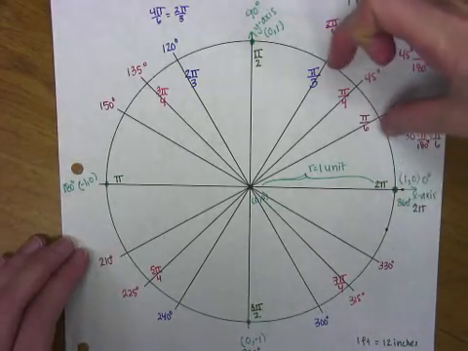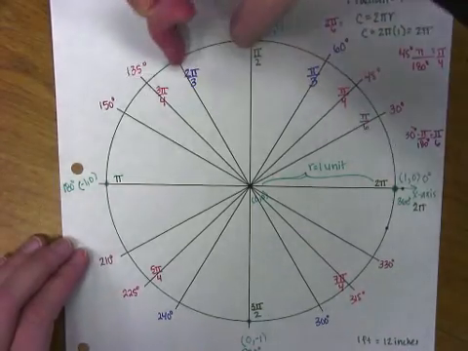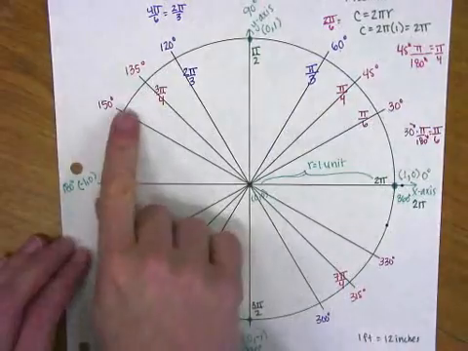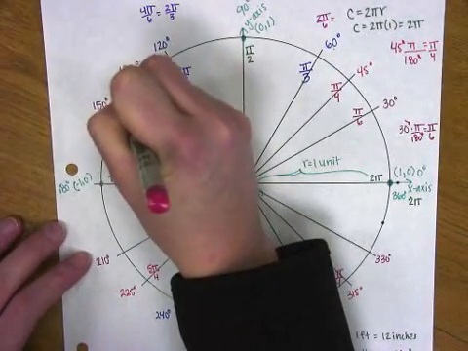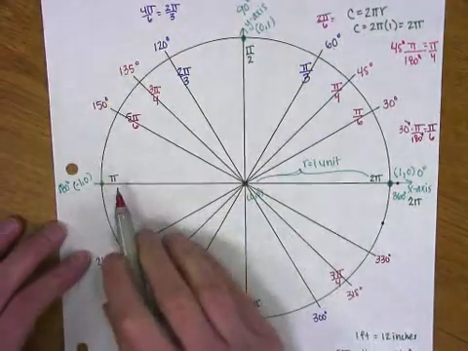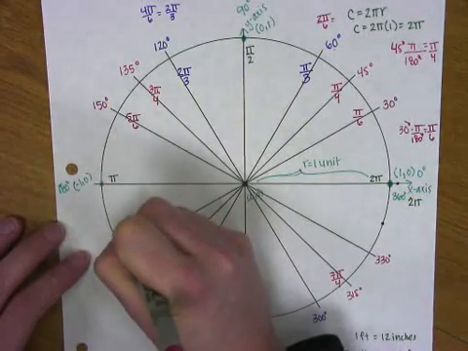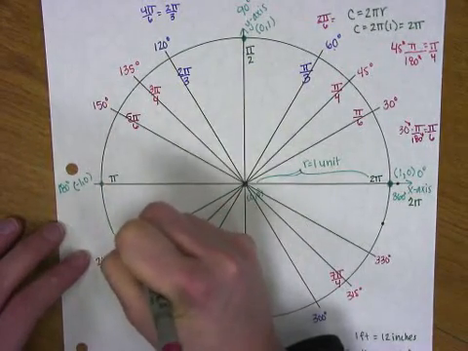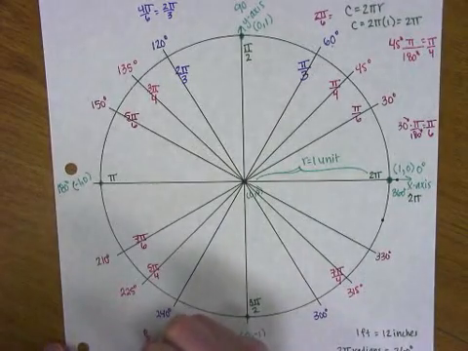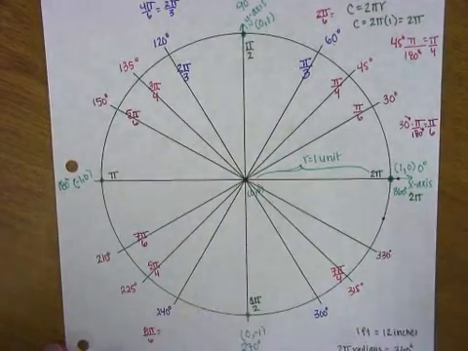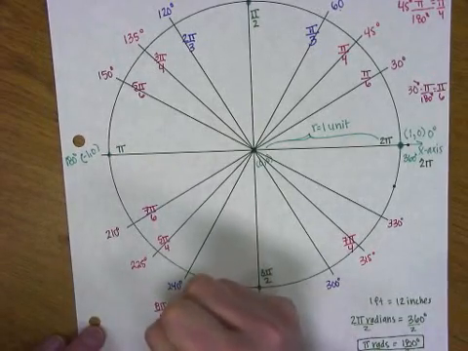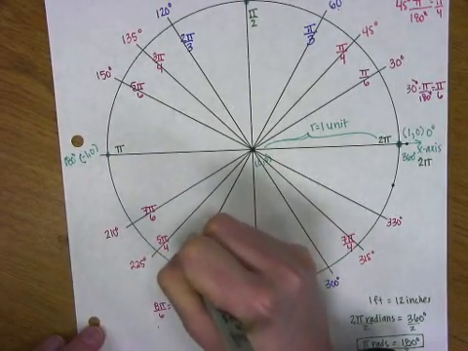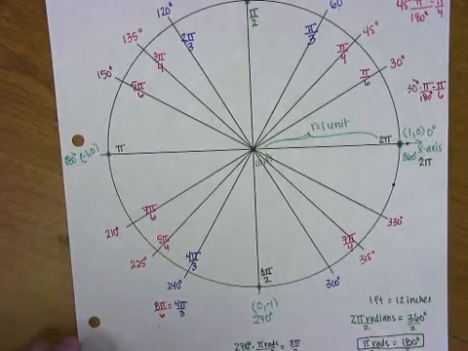So pi over 6, 2 pi over 6, 3 pi over 6, 4 pi over 6, 5 pi over 6. So 150 degrees is the same thing as 5 pi over 6. 6 pi over 6, 7 pi over 6. 8 pi over 6 is going to reduce, because it's even, to 4 pi over 3. So this guy is 4 pi over 3.